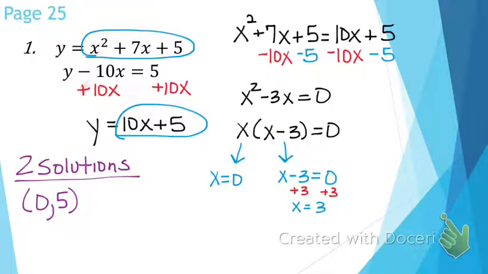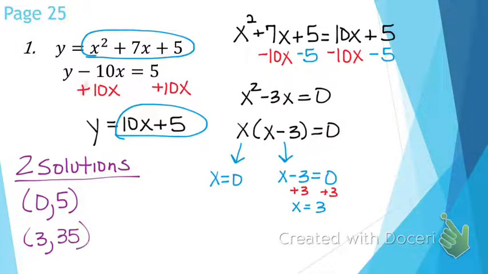For my second solution, x is 3. Substitute in a 3. 10 times 3 plus 5. 10 times 3 plus 5, what's that? 35. So that would be your two solutions.